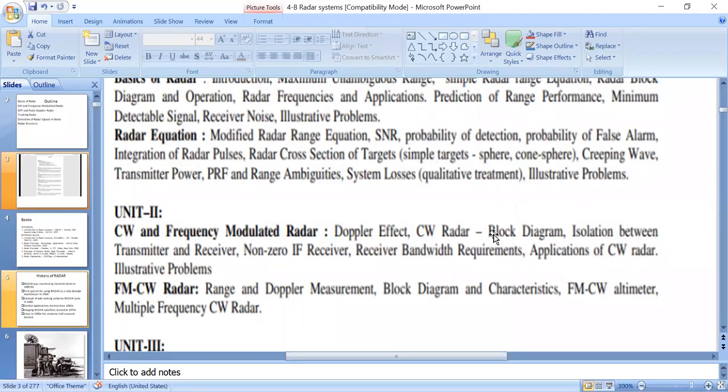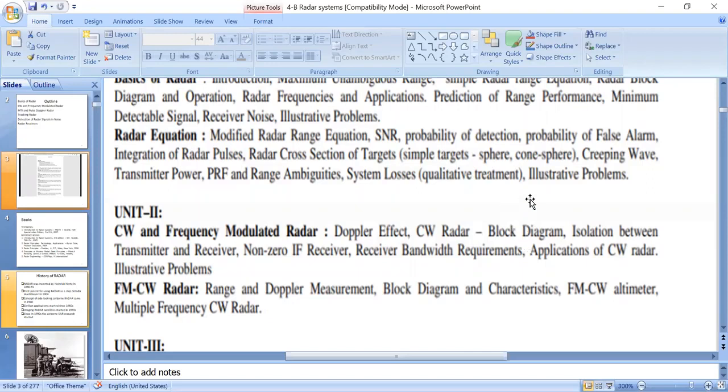So for that purpose, we are moving to the other concept called continuous wave Doppler radar with non-zero IF receiver. In this continuous wave Doppler radar, we are using a duplexer as an antenna. That means there are no separate antennas for transmitting and receiving purposes. We are using a single antenna for both, so that creates an isolation problem. There is no isolation between the transmitter and receiver.